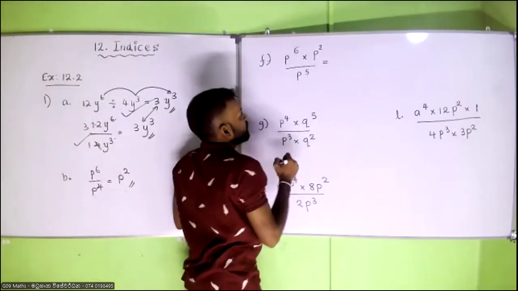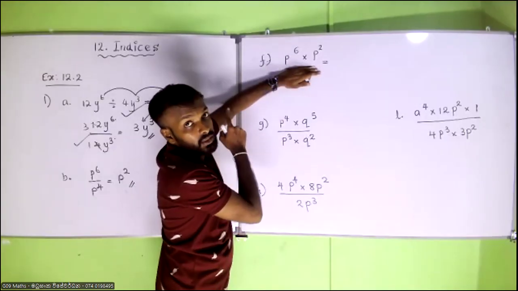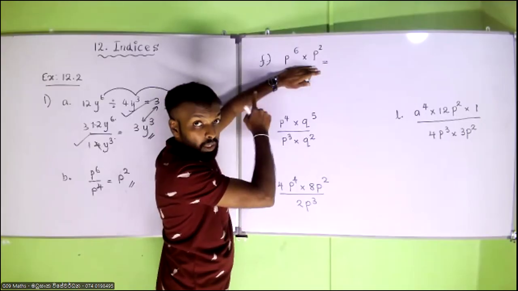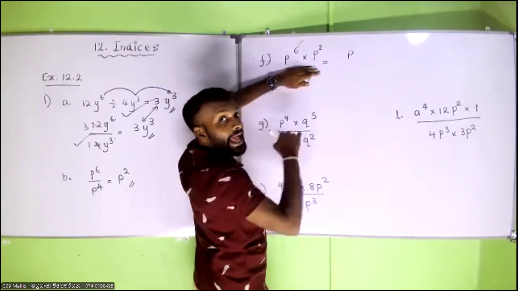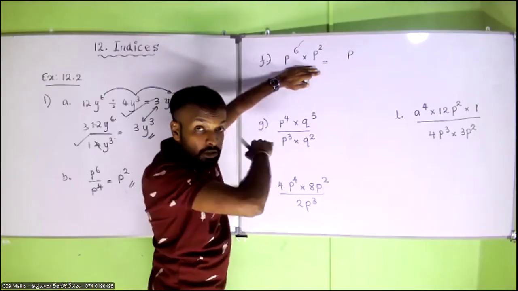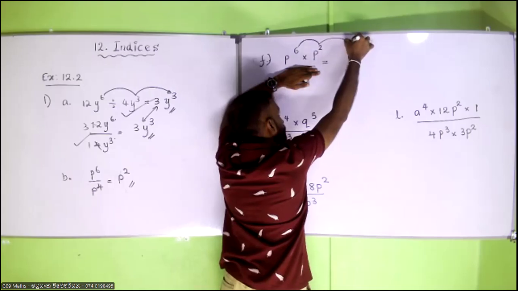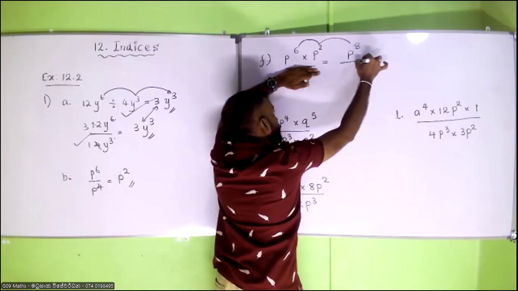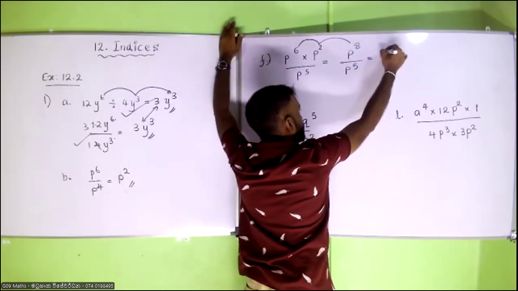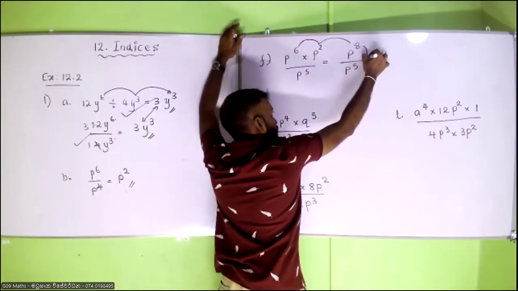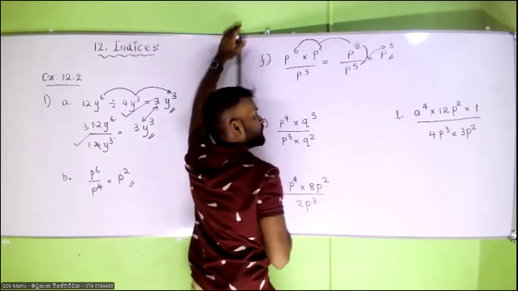This one, for a moment, I will forget the denominator. Then you have in the numerator P to the power 6 multiplied by P to the power 2. Same P. Here you are multiplying, so you can add the powers. 6 plus 2, 8. Divided by P to the power 5. Same P, 8 minus 5, 3. Right?